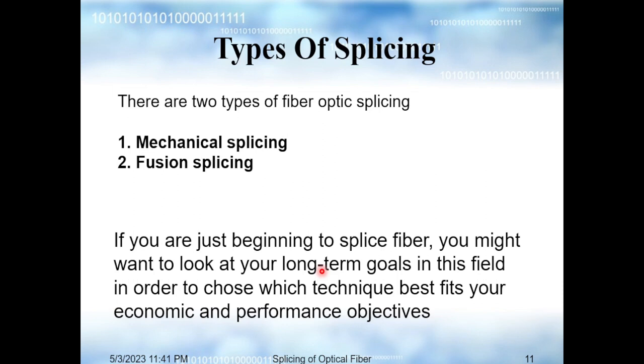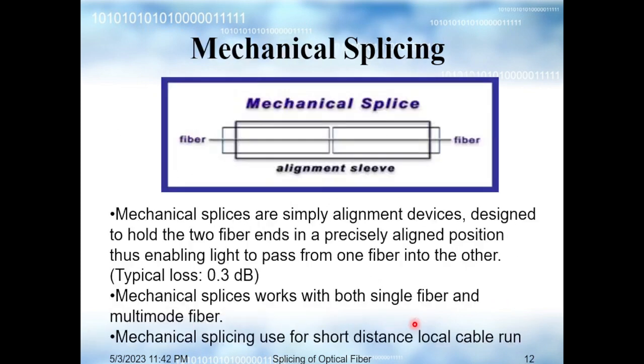Now move to the contents. We have covered the fiber optic splicing, comparisons, and splicing losses. Now we are moving to the types of splicing. There are two types of splicing, mechanical splicing and fusion splicing.